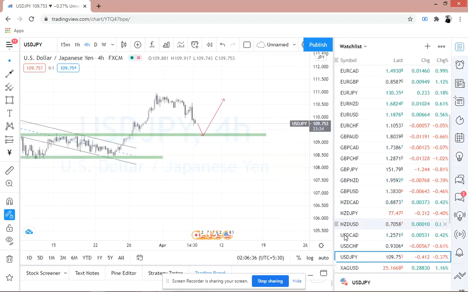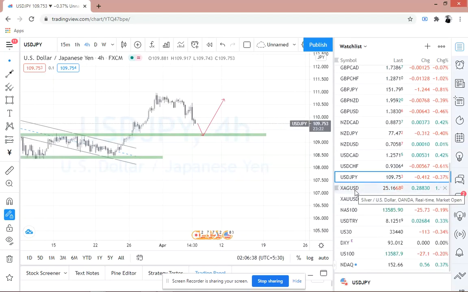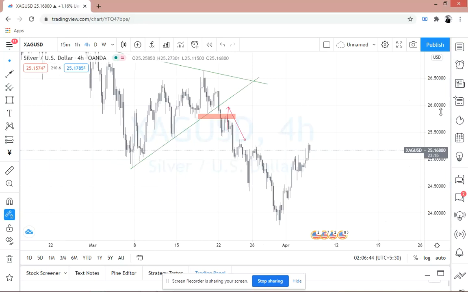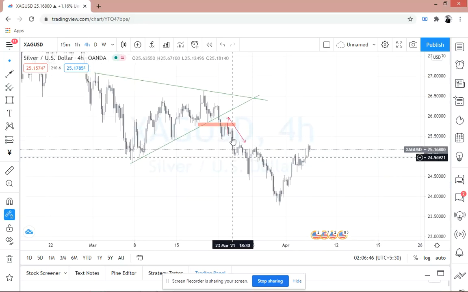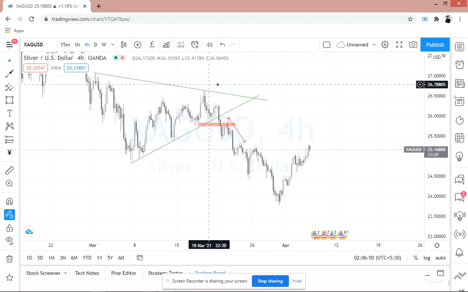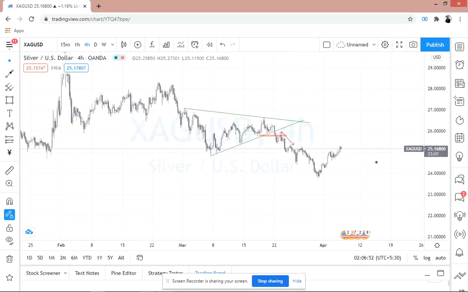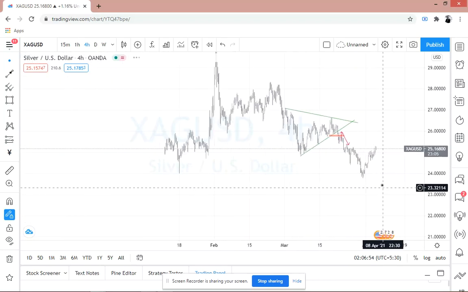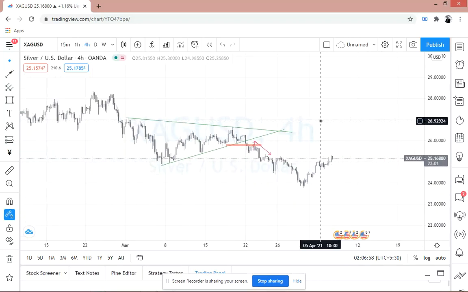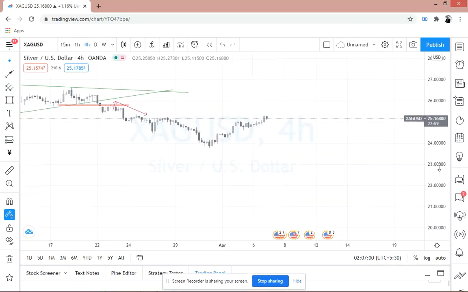So let's see what we got on silver. On silver, we got that the market should go down, and it went down. So on silver, the market is still in a downtrend. The market is still in a downtrend.